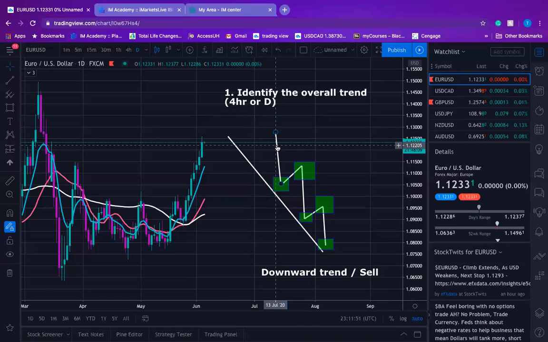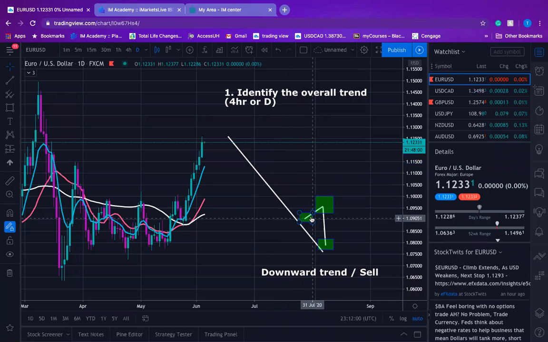How do you get to this chart? This chart is on TradingView. If you go to IM Center, it tells you how to work it and things of that nature. It's free. If you want to add indicators and stuff, you have to pay for that. Nothing's free in life.